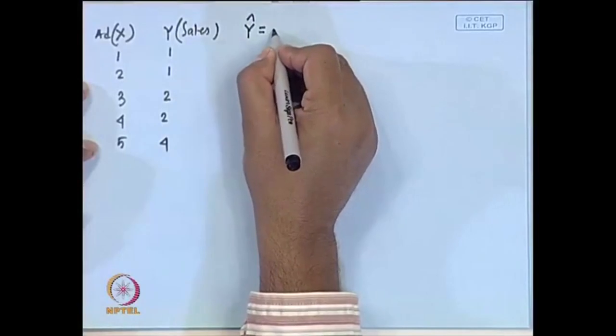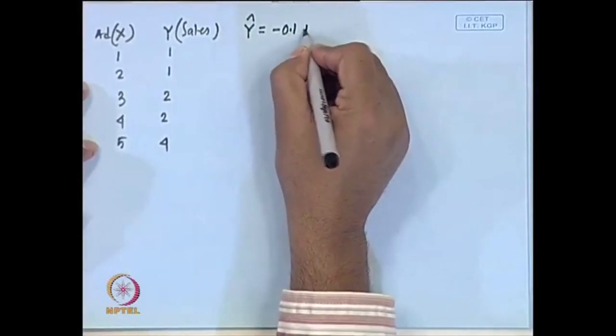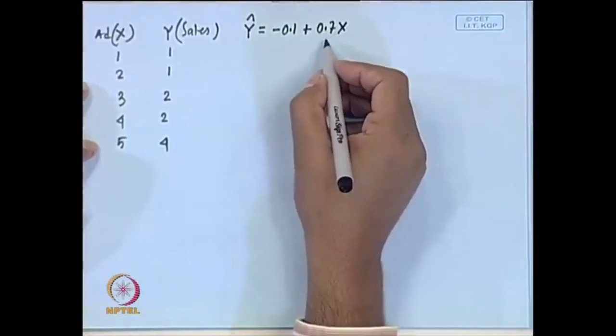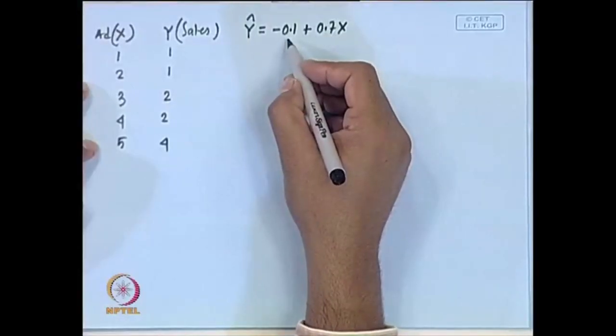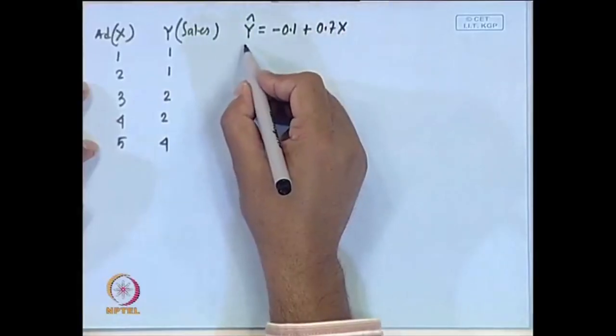equal to minus 0.1 plus 0.7 x. So, beta 1 is 0.7 and beta naught equal to minus 0.1. So, this is the fitted model.